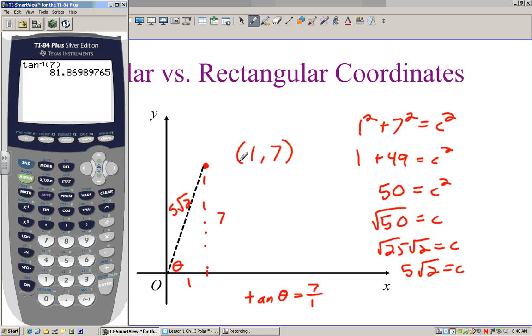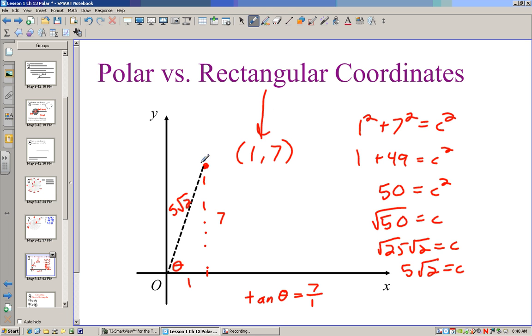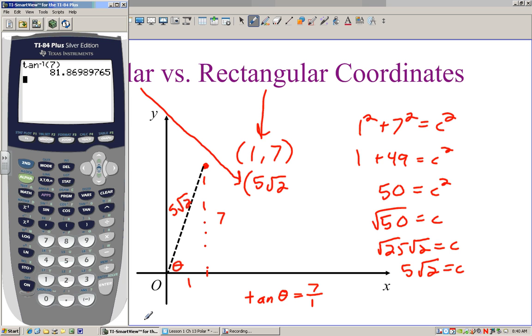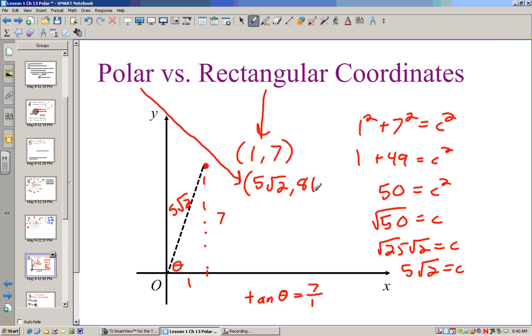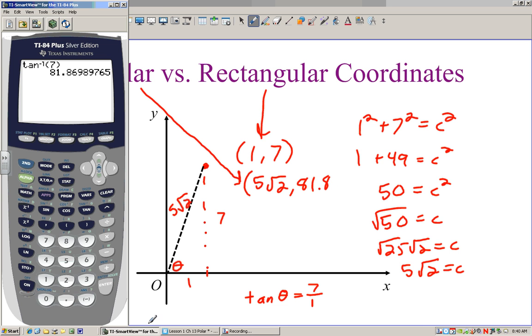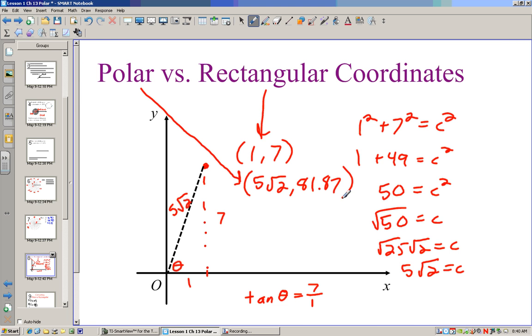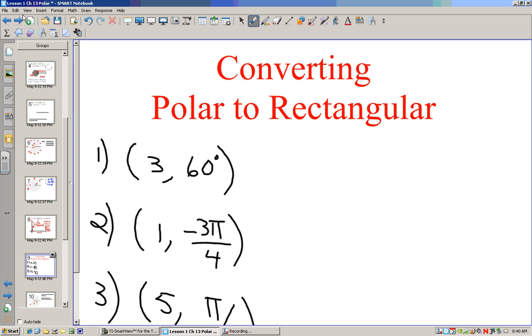So in rectangular coordinates, it's 1, 7. In polar coordinates, it's 5 root 2. What was it again? 81.8, I believe. 8.6, so 8.7. So this would be the polar coordinates, and this would be the rectangular coordinates.